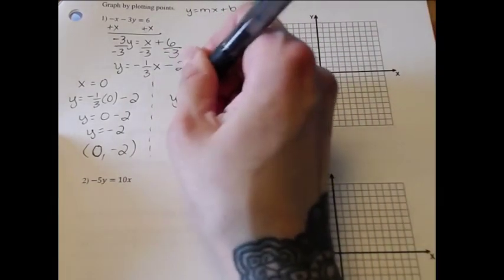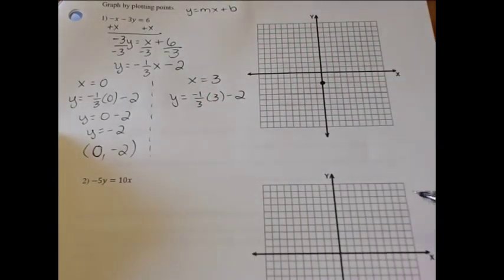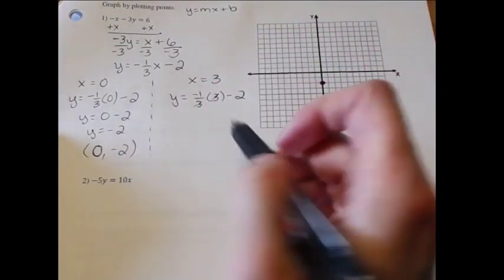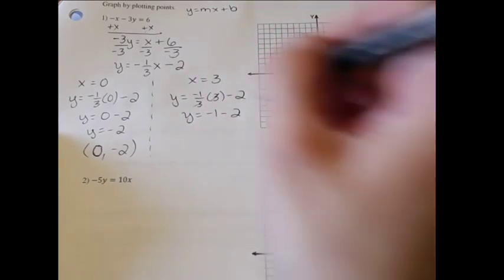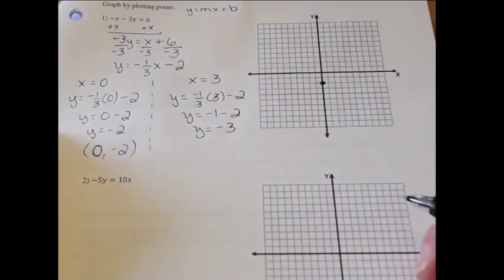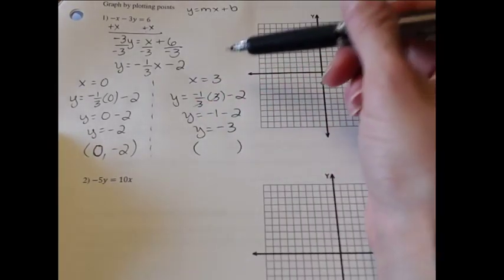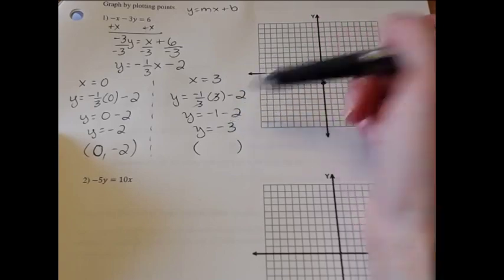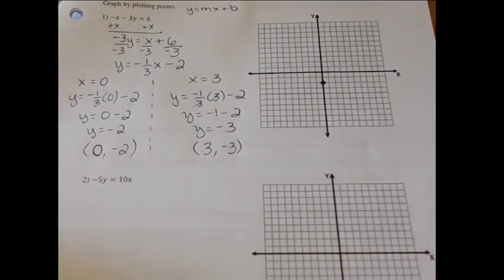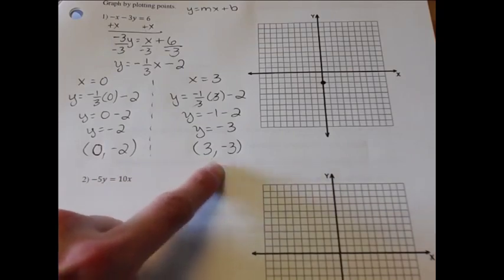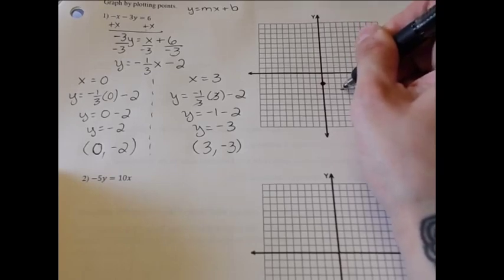I'm going to replace my x with 3, and I'm going to continue with the math here. Notice that the 3's will cancel. That leaves me with negative 1 minus 2. And negative 1 minus 2 is a negative 3. So now we're going to write the ordered pair that corresponds to this one. When x was 3, we found that y was a negative 3. So when x was 3, y was a negative 3. There is my second point. I'm going to go ahead and plot this point 3, negative 3. So we've got 1, 2, 3. Negative 3 is 1, 2, 3 here.